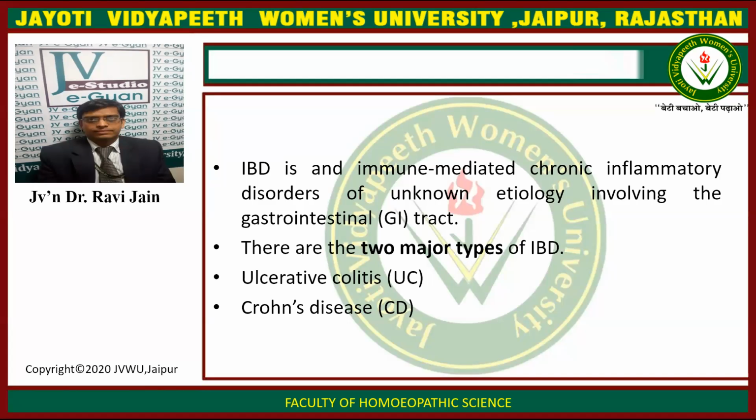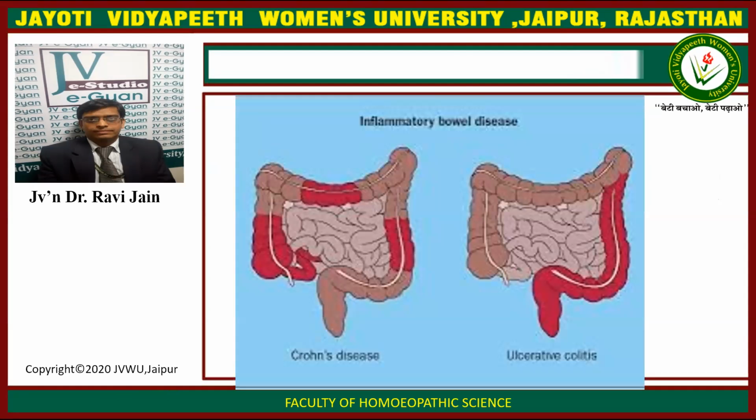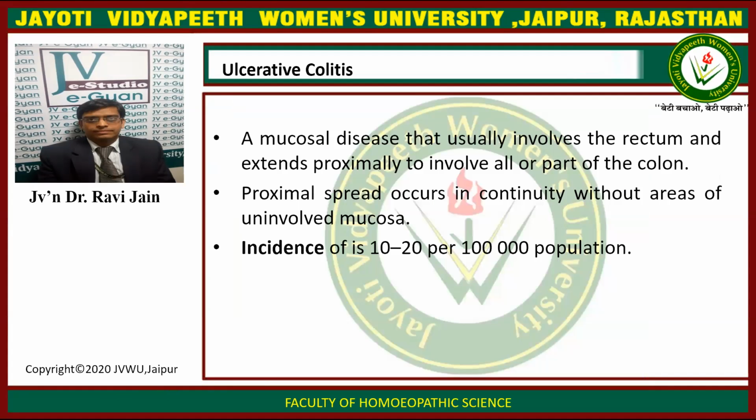There are two major types of inflammatory bowel disease. One is ulcerative colitis and the second one is Crohn's disease. As you can see in the picture, Crohn's disease is characterized by skip lesions and ulcerative colitis by continuous lesions. We will be studying the different characteristic features of both disease conditions one by one. In today's lecture, we will be studying about ulcerative colitis.